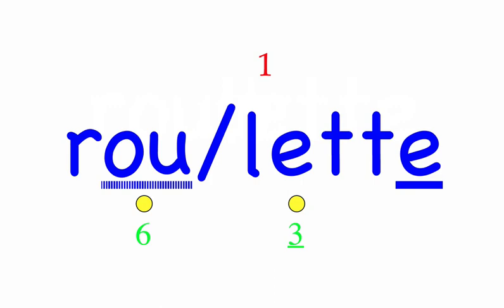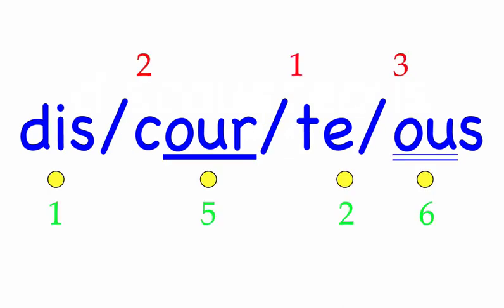Discourteous. Never be discourteous to other people intentionally. Discourteous. Dis, 3 sounds. D, I, s. Cur, 2 sounds. K, T, 2 sounds. T, E, us, 2 sounds. S. Discourteous. Mark this word. Discourteous.